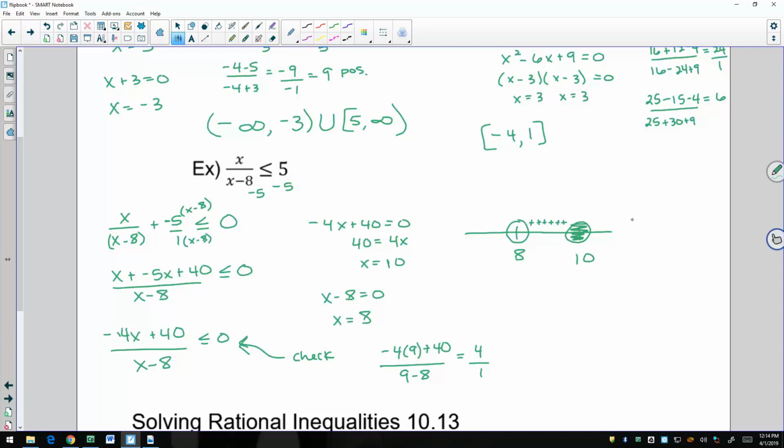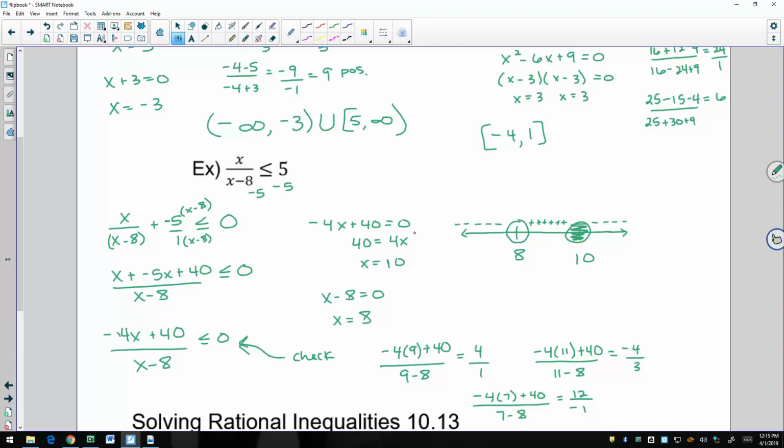Now I have to check on either side, so let's check 11. So we're going to have negative 4 times 11 plus 40 all over 11 minus 8. Well, that's negative 44 plus 40, that's negative 4 over a positive 3. That's a negative number. So negatives go where 11 was, which was on that side. And then let's check below on the other side of 8. So let's check 7. That's negative 4 times 7 plus 40 all over 7 minus 8. So that would be negative 28 plus 40, so that is 12 over negative 1. That's a negative number. So these are also negatives.